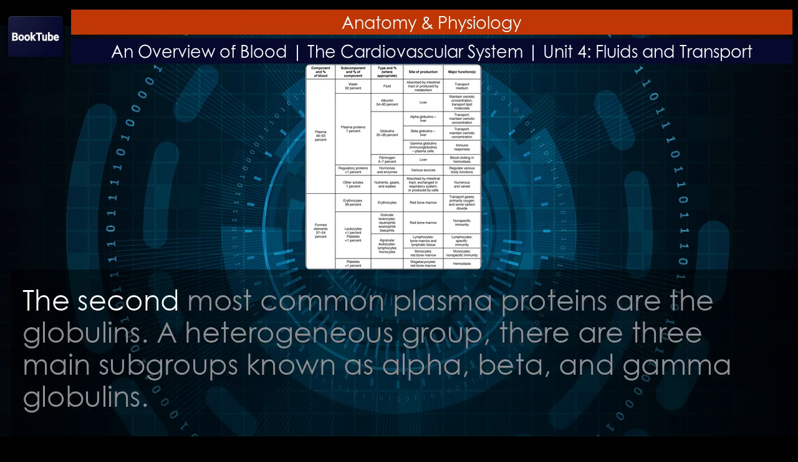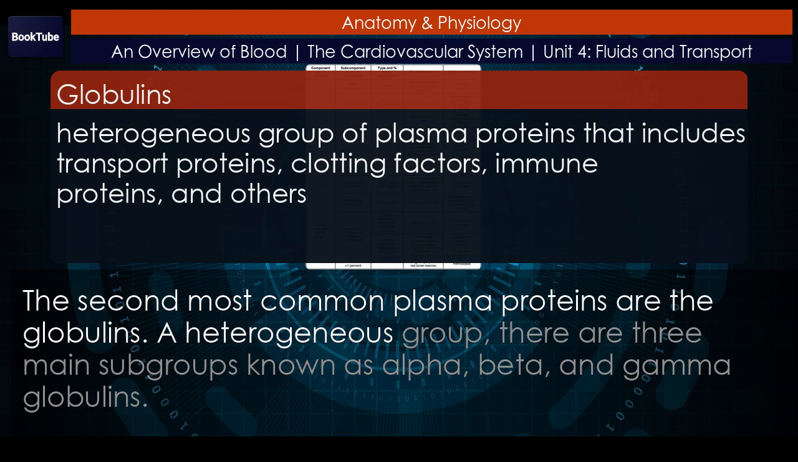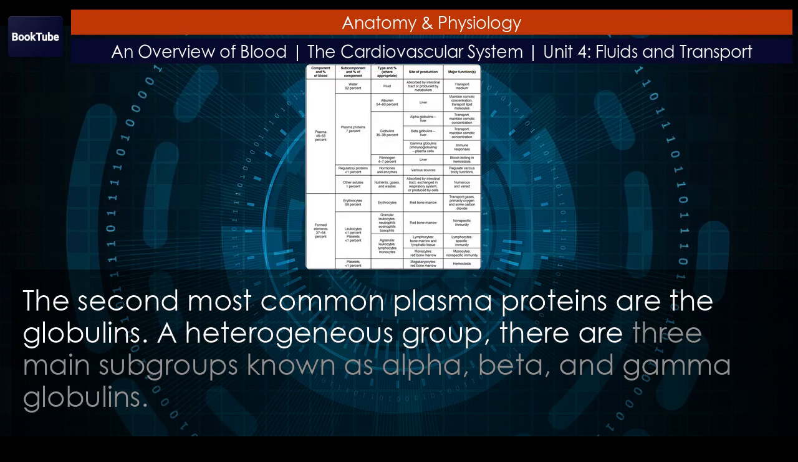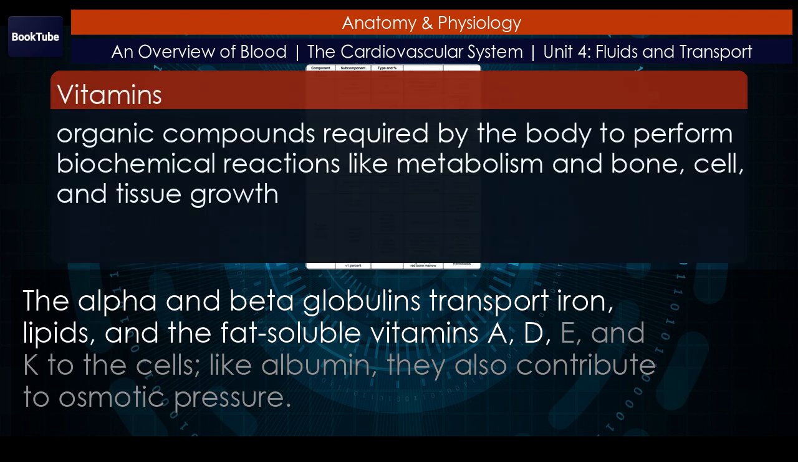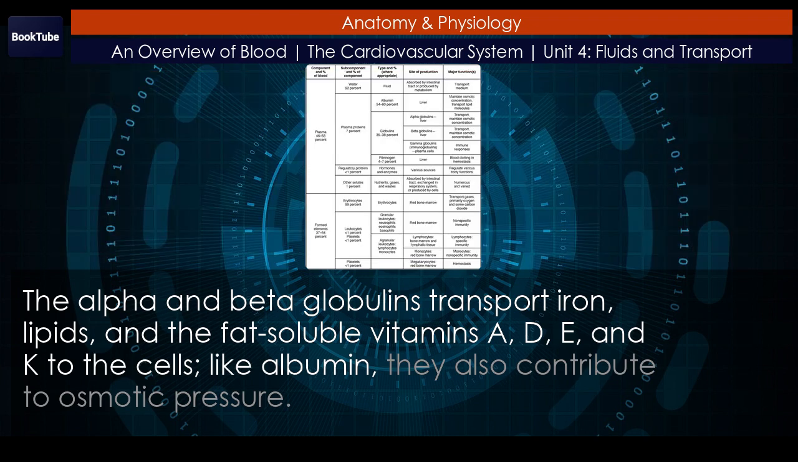The second most common plasma proteins are the globulins, a heterogeneous group. There are three main subgroups known as alpha, beta, and gamma globulins. The alpha and beta globulins transport iron, lipids, and the fat-soluble vitamins A, D, E, and K to the cells. Like albumin, they also contribute to osmotic pressure.